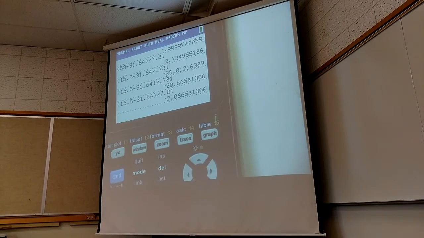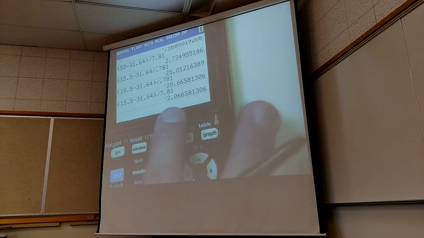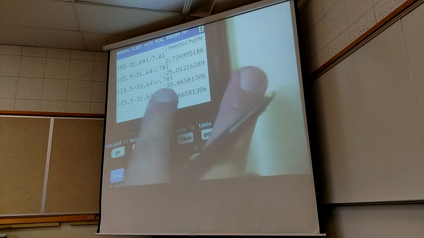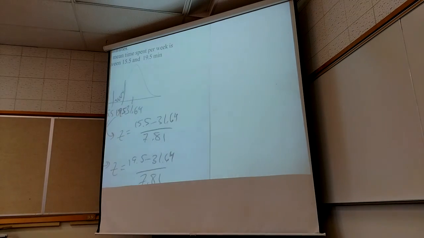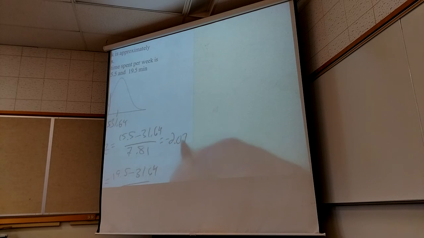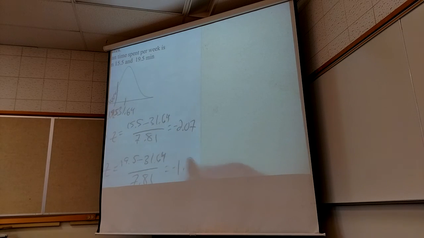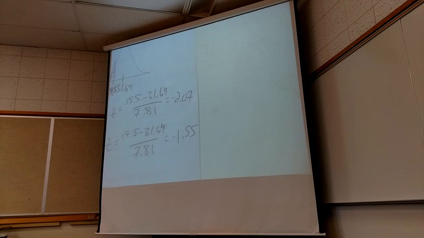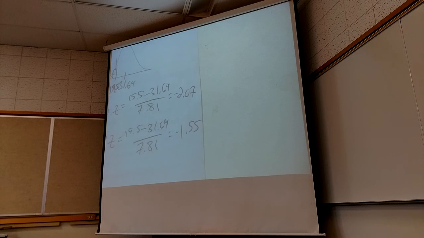So I get negative 2.07. Negative 2.07. For 15 minutes? 15 and a half, yeah. And for 19 and a half, what do you get? Negative 1.55. Yeah. So that's the two z-scores I'm working with.